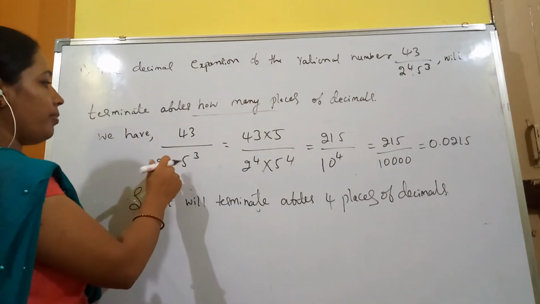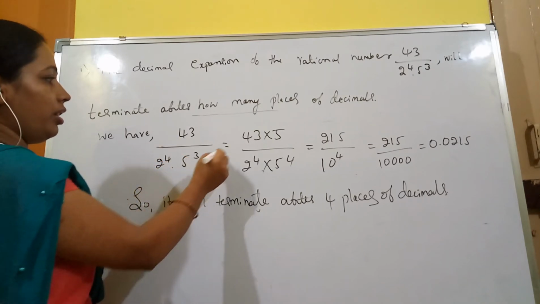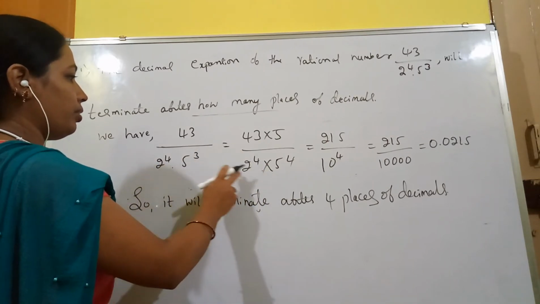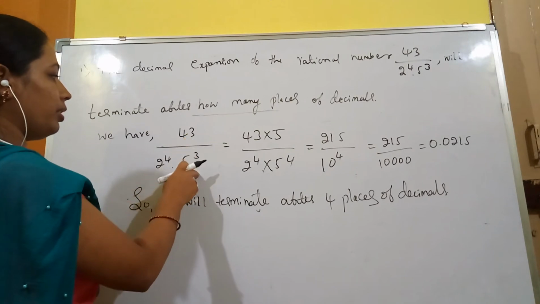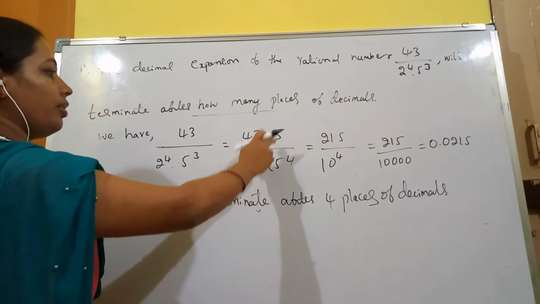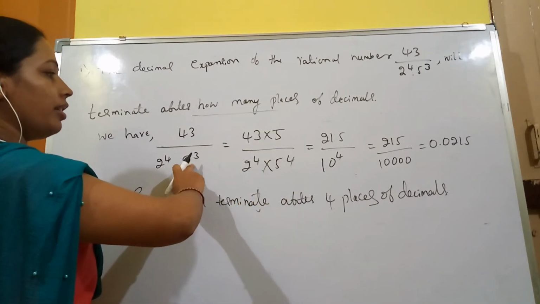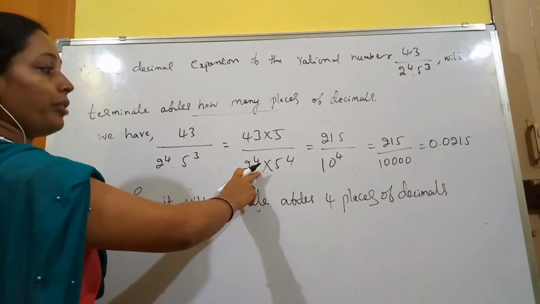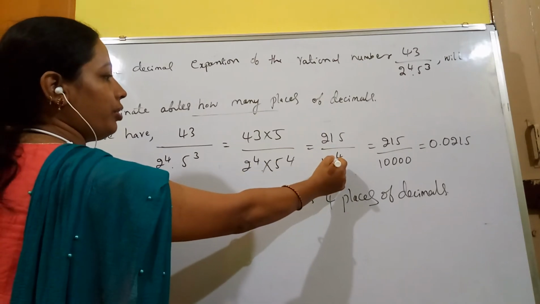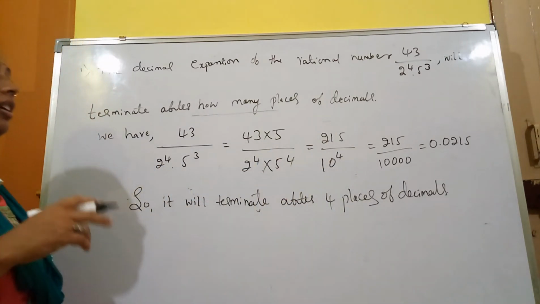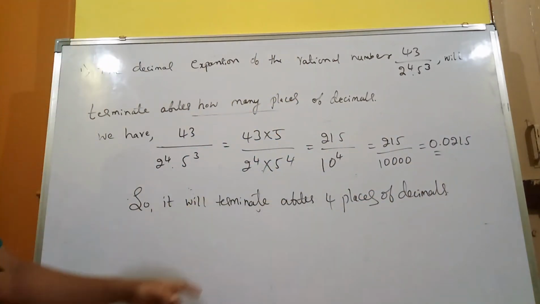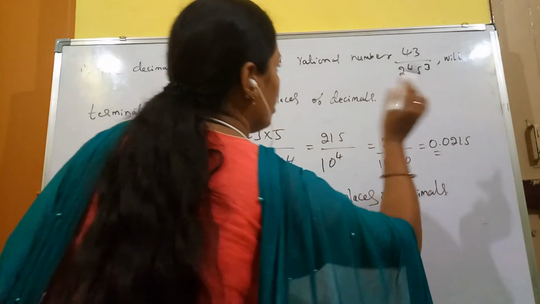So we have 43 by 2 to the power 4 into 5 to the power 3. We multiply both numerator and denominator by 5, so we get 43 into 5 by 2 to the power 4 into 5 to the power 4. We have to make them the same number, so the denominator should be equal to 10. So multiply the denominator with 5 to the power 4. We get 215 by 10 to the power 4, which is 215 by 10,000. If we express it in decimal form, it will terminate after 4 places: 1, 2, 3, 4.